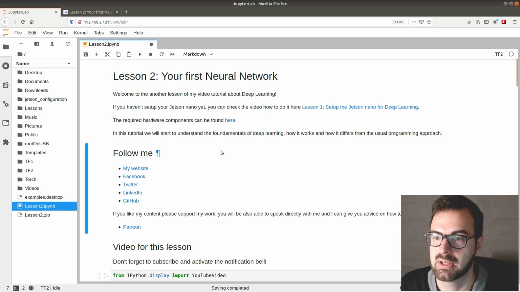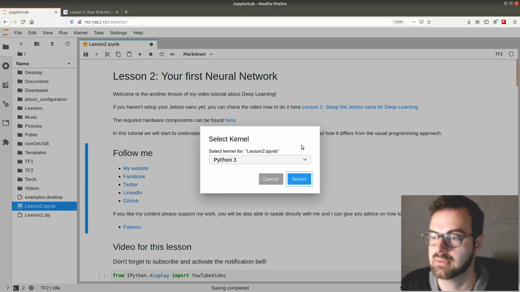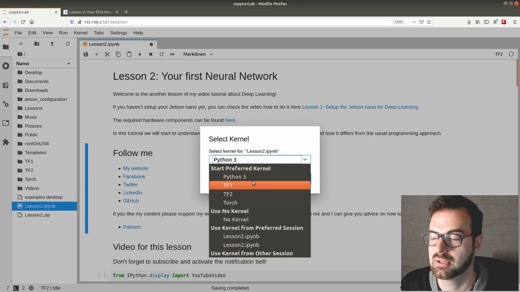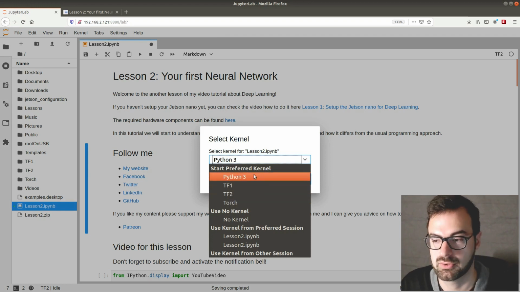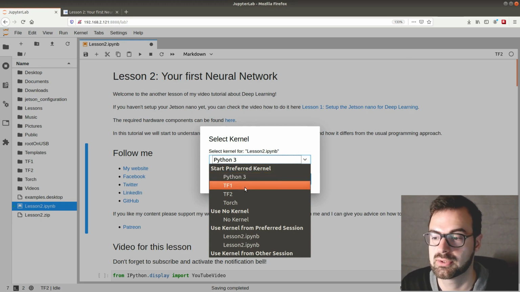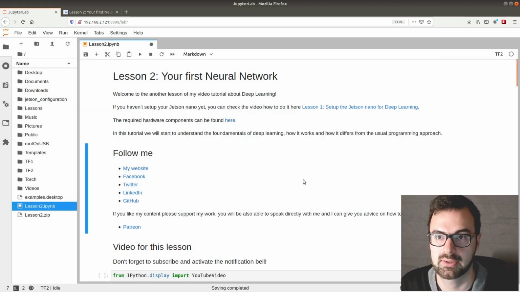Another thing to remember is that we have virtual environments. We have been creating those virtual environments in lesson 1. So if you click up here on the top right corner, there is this TF2 and it's also written switch kernel. If you click here, you can select which virtual environment or which kernel you want to use. For this specific Jupyter notebook, we need to use TensorFlow 2. So you have to click on TF2 and click on select.